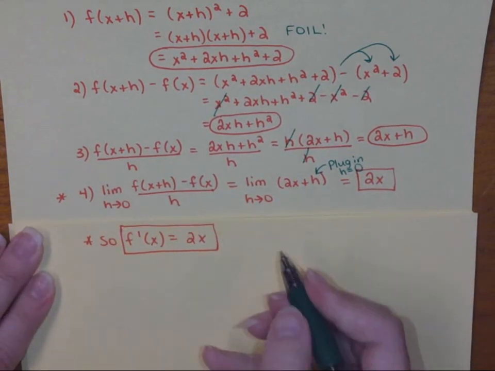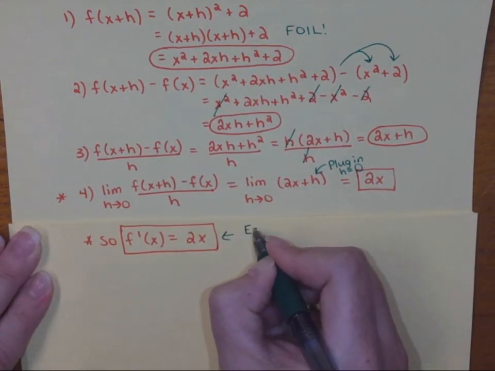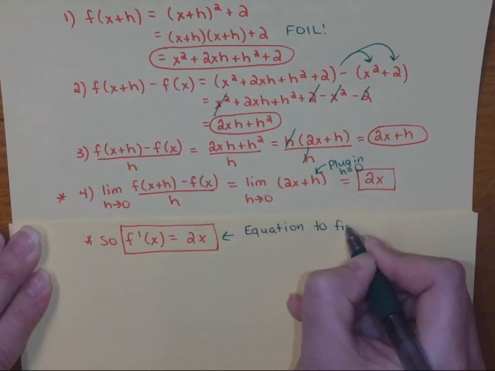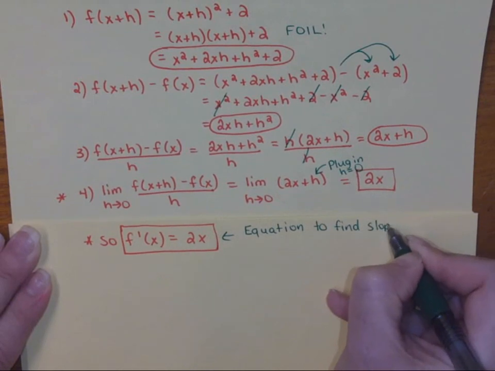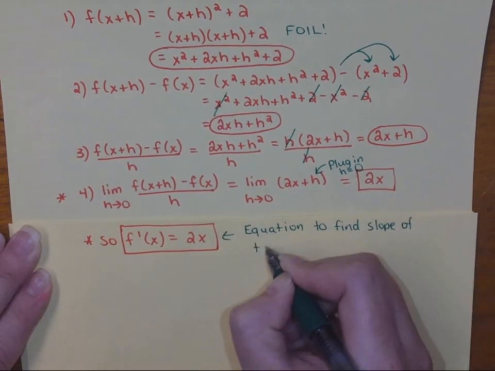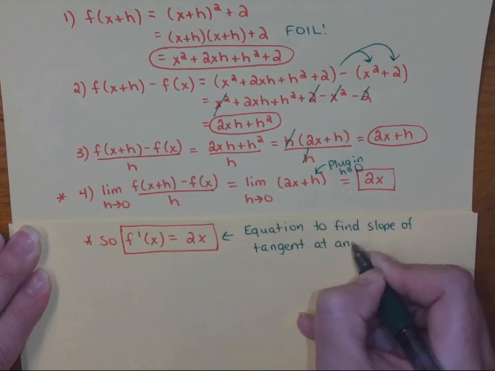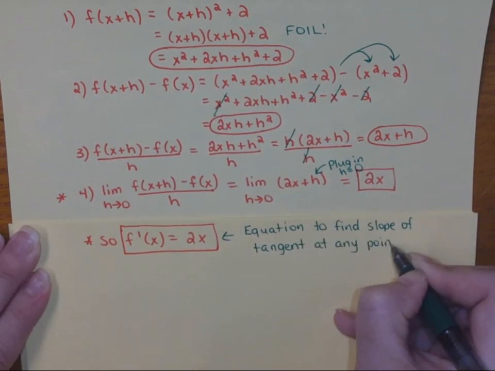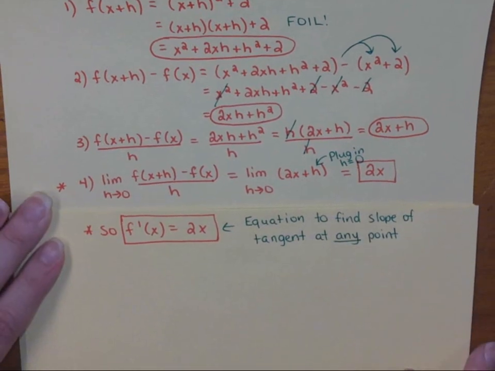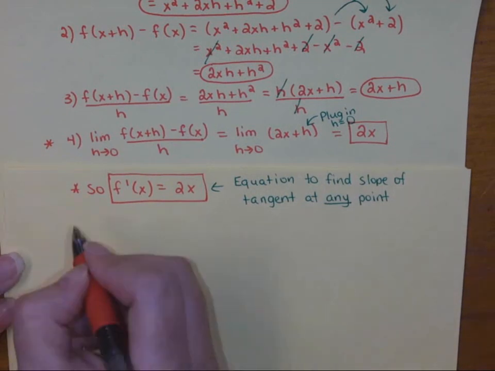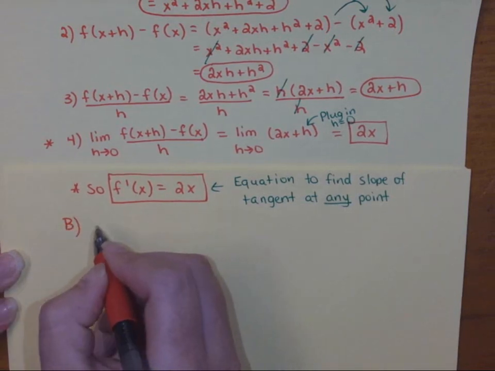Okay, so let's talk about what that means, because that's a little more interesting of an answer than we got in example 1. This means the equation to find the slope of the tangent at any point at all is 2x. Okay, and the reason it's an equation instead of just a plain old number is because that slope would change depending on what the x was.